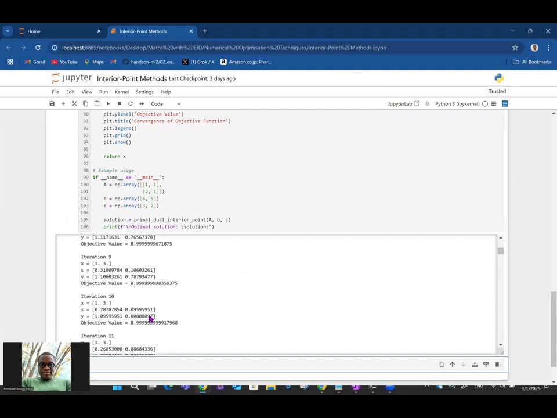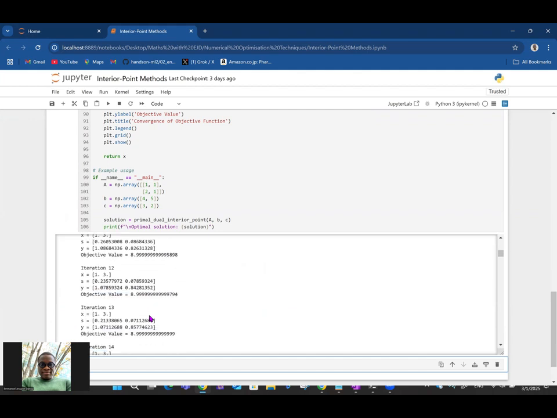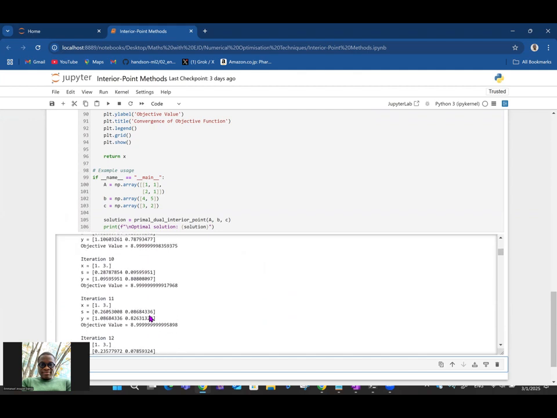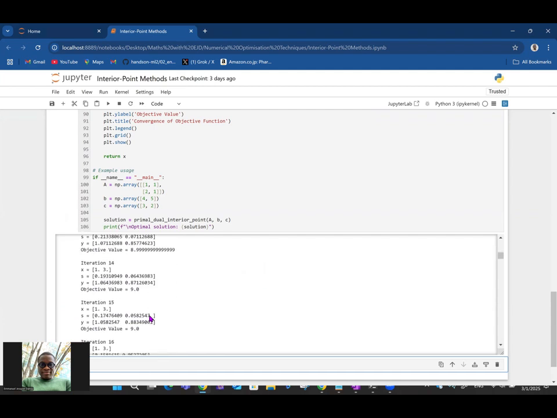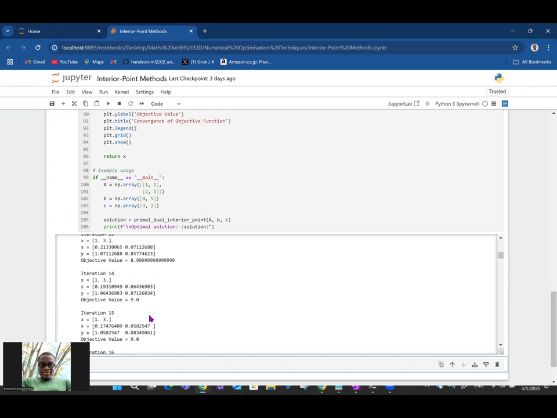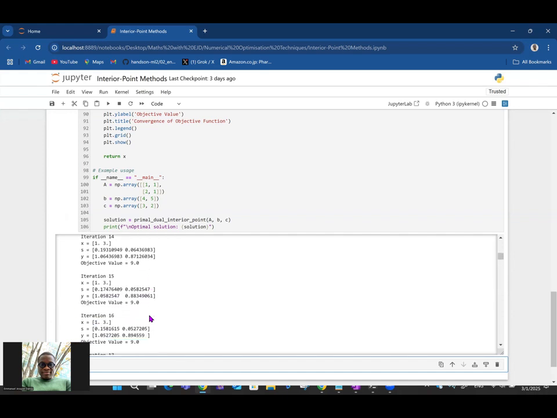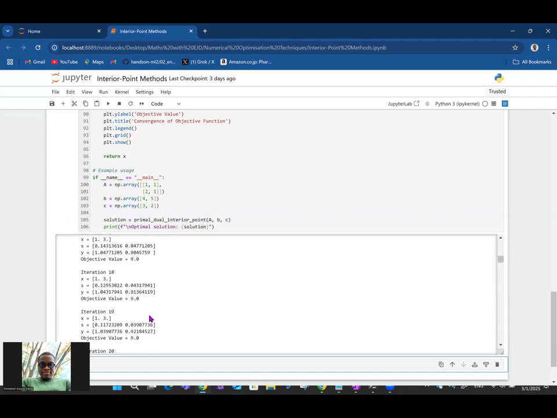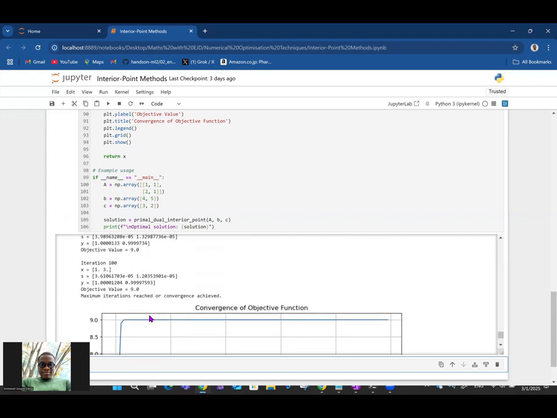Now at iteration 9, we have 1, 3, and the objective value is evaluated at 8.99. Iteration 10, it's 1, 3. From iteration 10 upwards, it keeps going 1, 3, 1, 3 as the iterations go, but other values are adjusting. Then we get to a point where we have 9.0: 1, 3 and 9.0 at iteration 14. After iteration 14, all the S, X, and Y are adjusting, and then we go all the way to 100 iterations. It stops there because it has reached the maximum iteration, as all the other values are still changing.